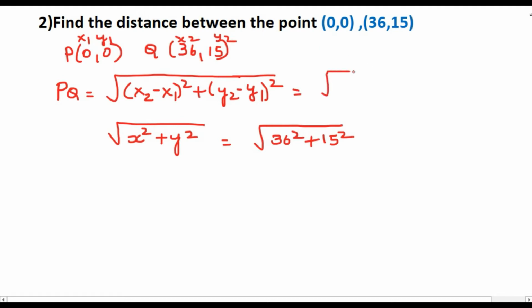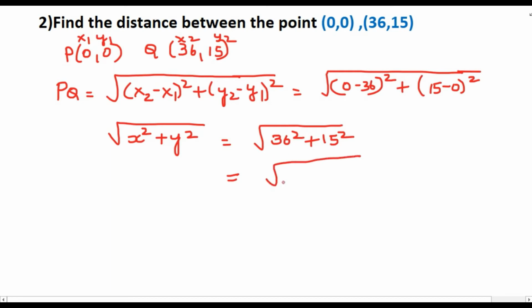You can see that square root of (0 minus 36) the whole square plus (0 minus 15) the whole square, both are the same, we will get 36 square plus 15 square. Now we need to simplify this. 36 square is 1296 and 15 square is 225. When you add these, we have square root of 1521, which is equal to 39 units.